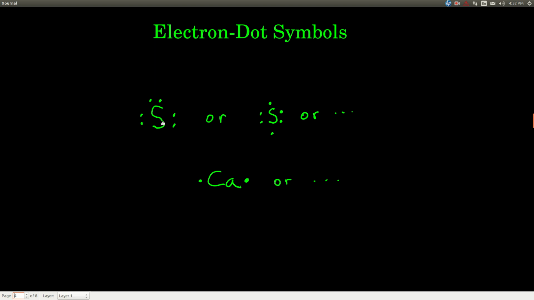Sulfur has 6 valence electrons, so you could write them 2 here, 2 here, 2 here, 1 here, 1 here, or any other arrangement that gives you 6 dots, no more than 2 to a side. Calcium has 2 valence electrons. It's an alkaline earth metal. It's in the second column, so either like this, or 2 up here, or however you like.